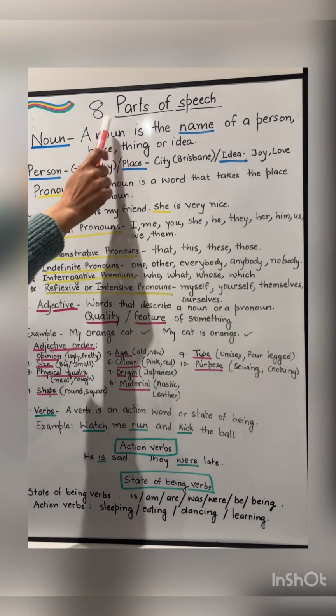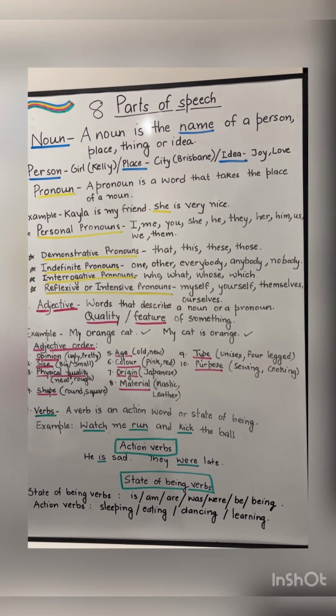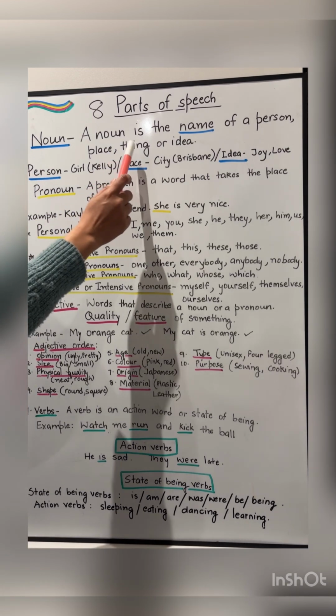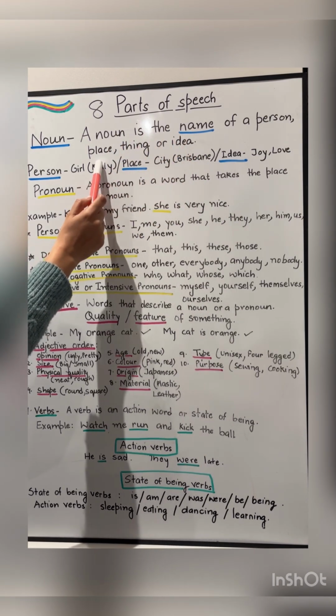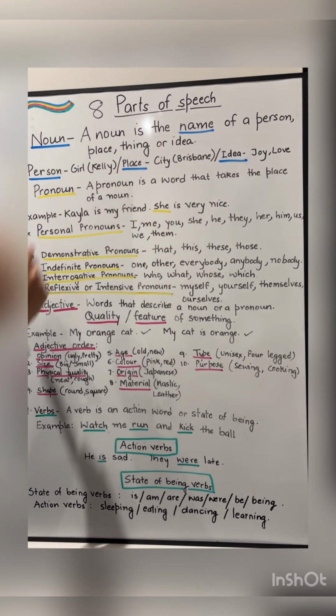There are a total of 8 parts of speech, but we're just doing 4: nouns, pronouns, adjectives, and verbs. There are different ways to explain different parts of speech, but I'm going to keep this explanation very clear and simple. Number 1 is noun. A noun is the name of a person, place, thing, or idea.